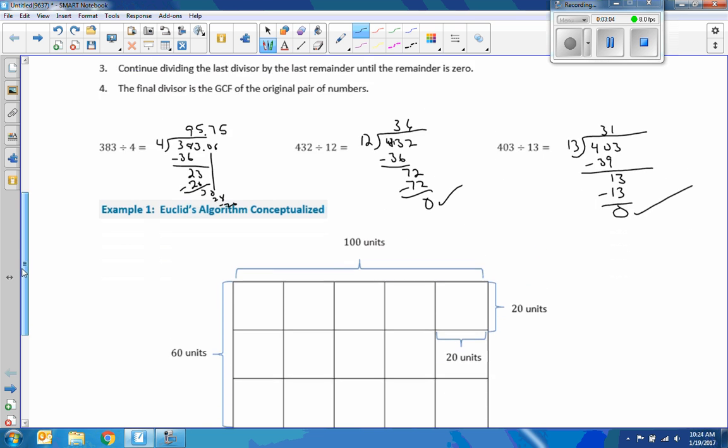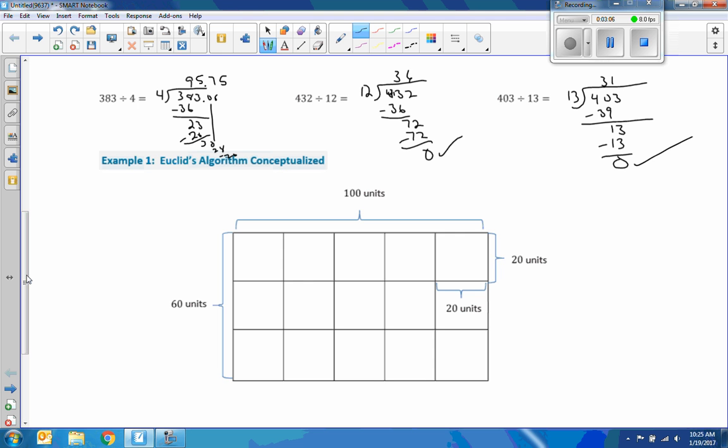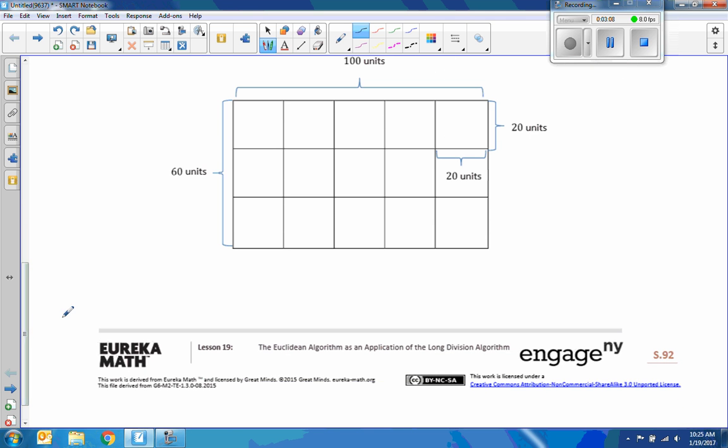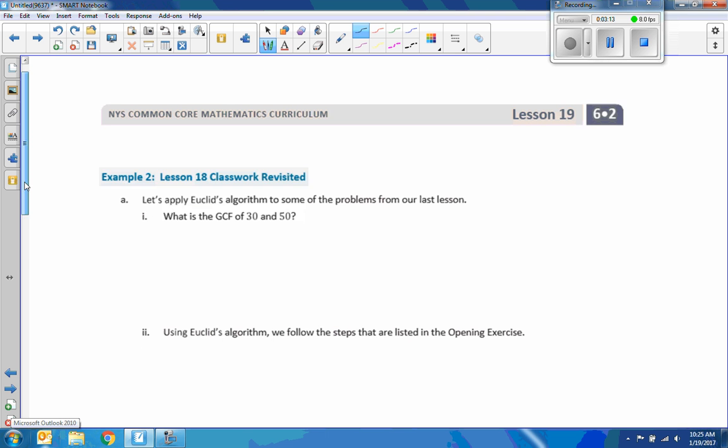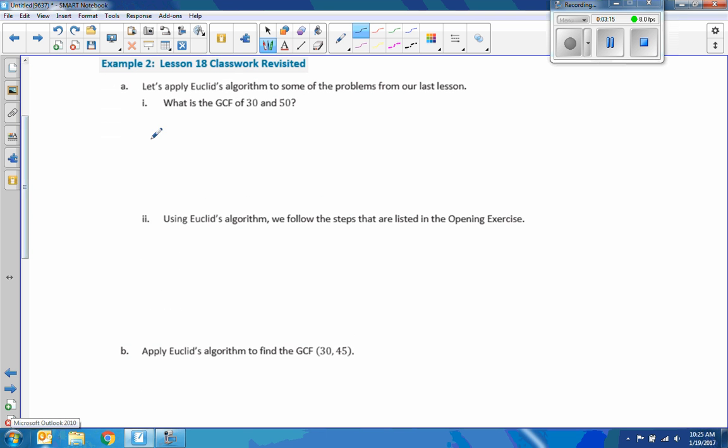So that's just division again. Then they're doing a conceptualized example of Euclid. I'm going to skip that for now. I might come back to it at a later time, but I'd rather apply it first. So let's apply Euclid's algorithm to some of the problems from our last lesson. What is the GCF of 30 and 50?